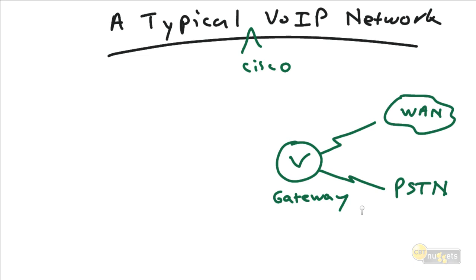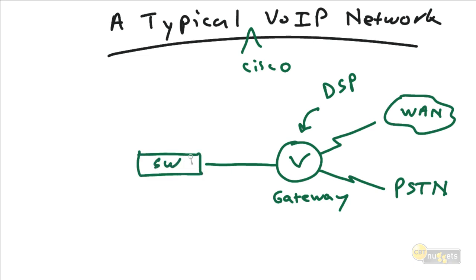Notice it can take voice in from the traditional voice environment. It can take this voice and digitize it and send it over the IP WAN. Now, something that gets tucked on these routers is called DSPs, digital signal processors, special circuitry that's put in this device so that it can do all this voice stuff at a nice high rate of speed. Now, that device might connect into, of course, a Catalyst switch. I'll just say SW for switch here. And that switch might plug into a voice over IP phone.